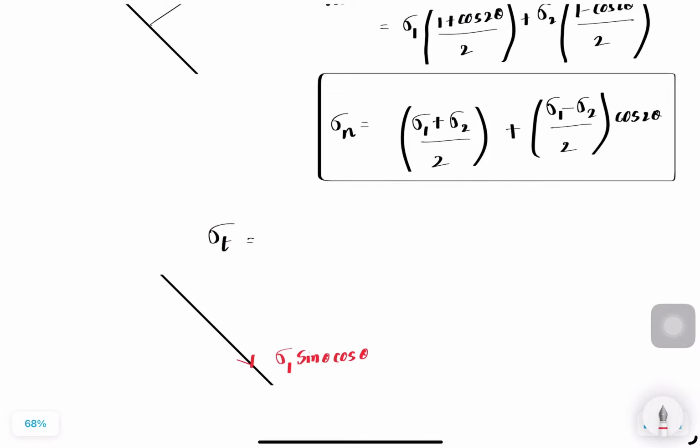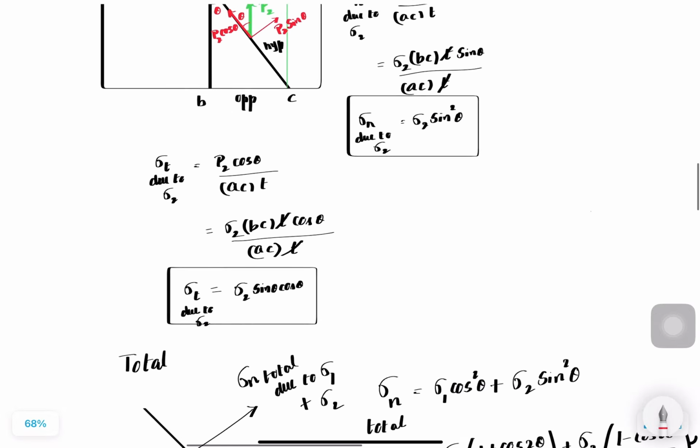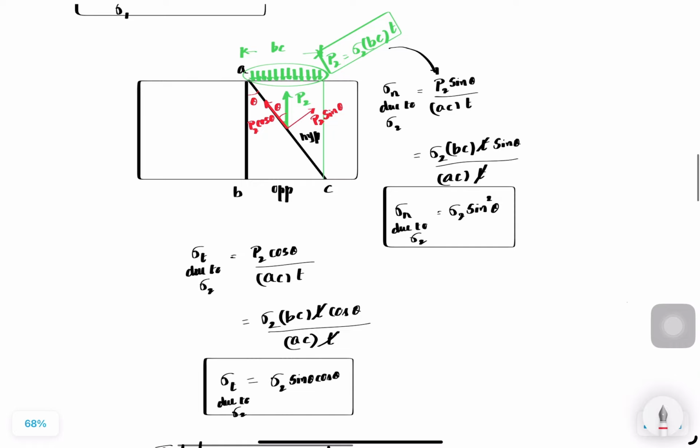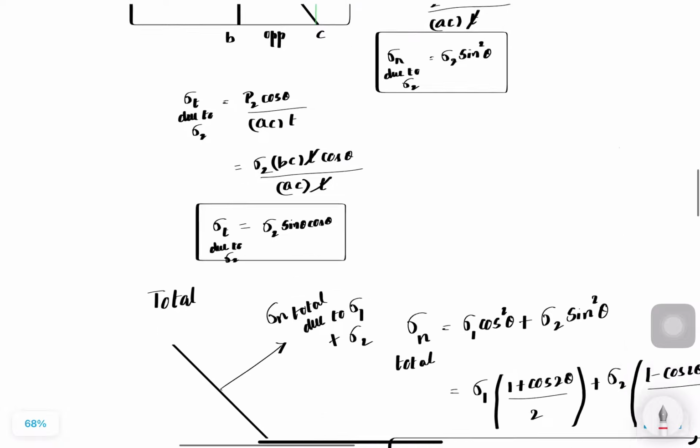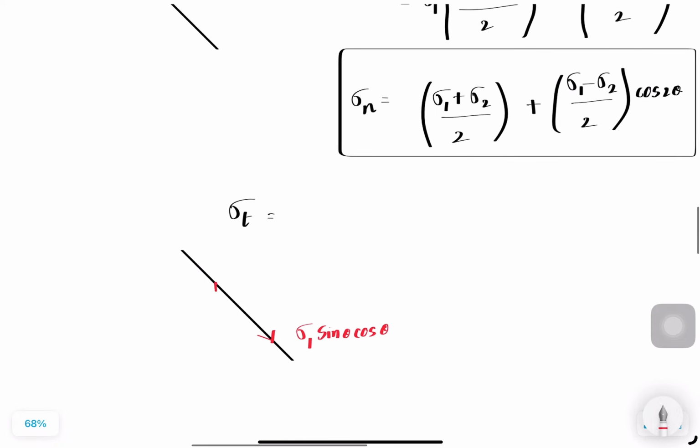If you look at the second tangential stress, it's going in this direction, so it is going in the opposite direction. It's given by sigma 2 into sine theta cos theta. So the total tangential stress will be sigma 1 sine theta cos theta minus sigma 2 sine theta cos theta, because they are moving in opposite directions.